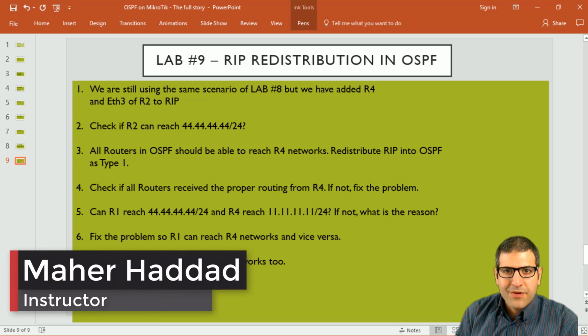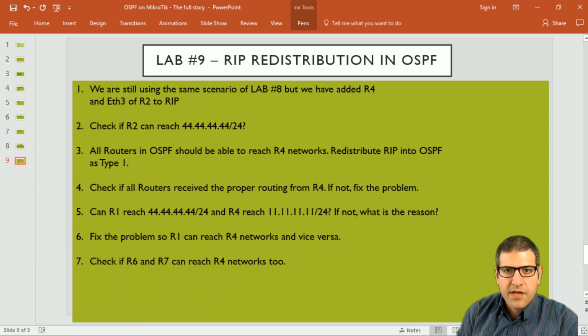Hello everyone and welcome to lab number 9. In this lab I'm going to redistribute RIP inside OSPF. So we are going to work on the same scenario that we were working in the previous lab, but we will now have to redistribute the RIP routing protocol inside OSPF, so the routers which are in the OSPF areas can reach the network of RIP.